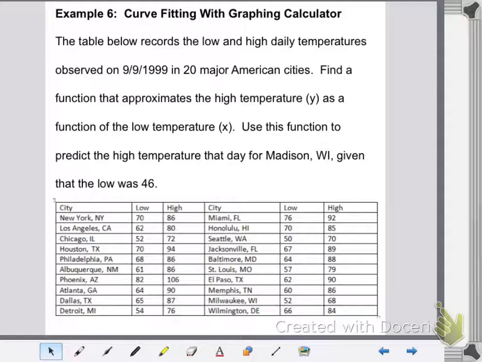The table below records the low and high daily temperatures observed on 9/9/1999 in 20 major American cities. Of course, Cleveland's not on there. I don't know why not. We are a major American city. Find a function that approximates the high temperature y as a function of the low temperature x. Use this function to predict the high temperature that day for Madison, Wisconsin, given that the low was 46.